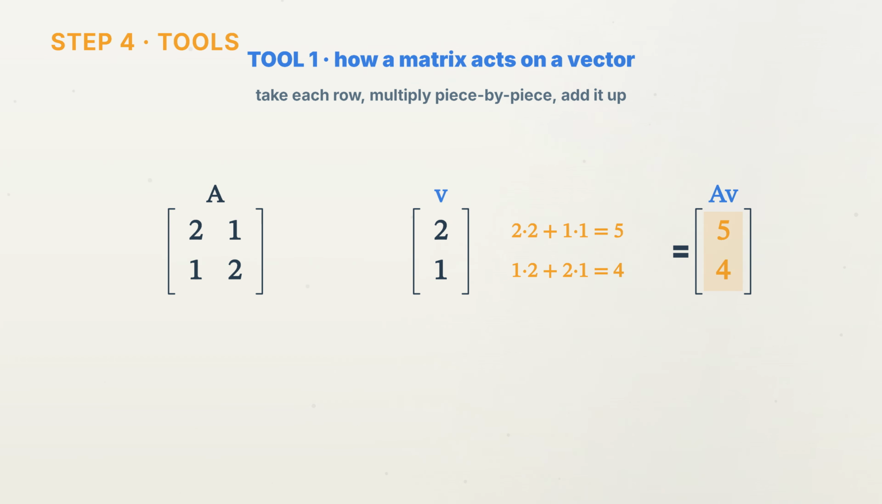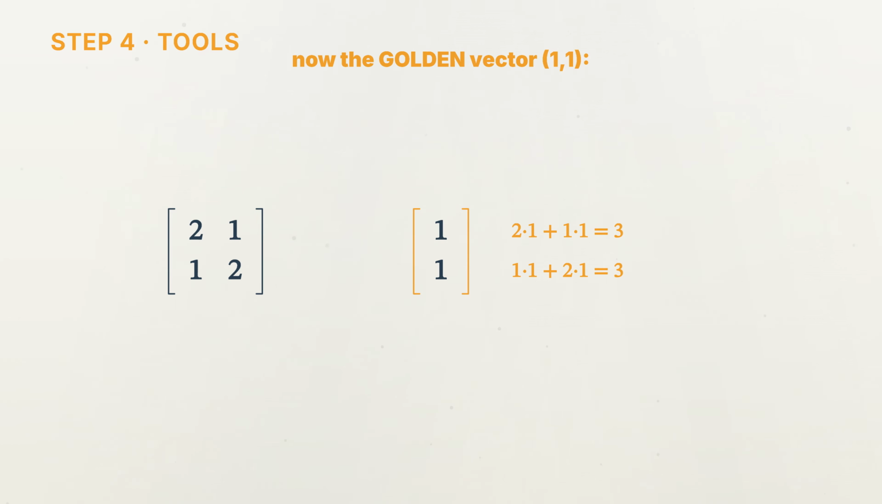That's the rotation from the very first frame. Now the golden vector (1, 1). 2 times 1 plus 1 times 1, 3. 1 times 1 plus 2 times 1, 3. It lands on (3, 3). Exactly 3 times itself. The whole animation in numbers.